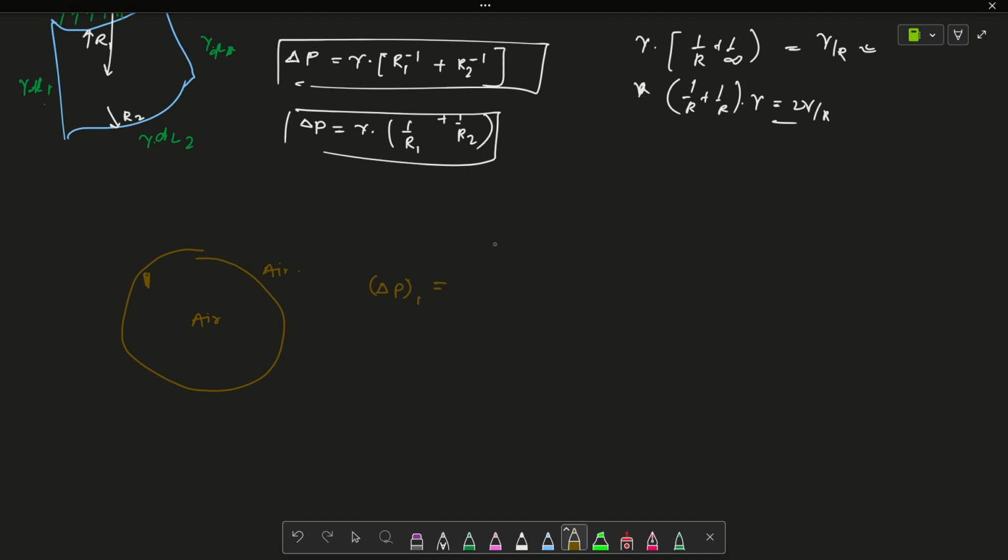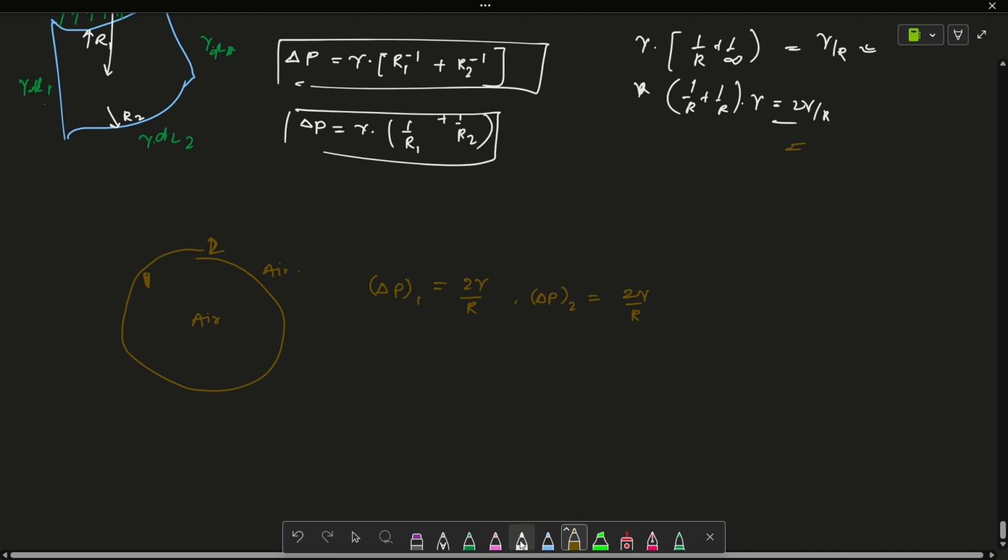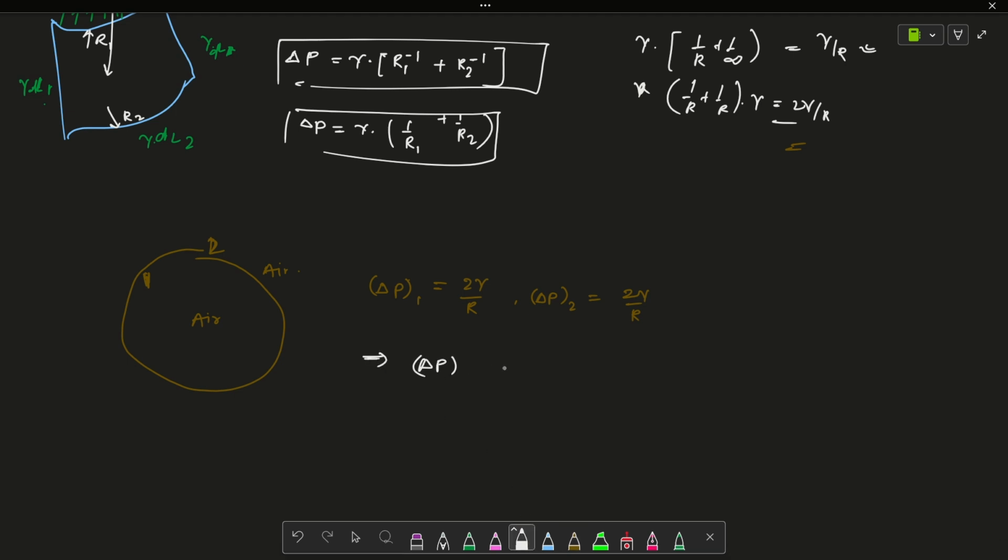Let's suppose the first interface is the inner one. For the inner one, we have seen the formula for spherical, right? 2 gamma by R, and we will write the pressure difference for the outer air as well. It will again be 2 gamma by R. We have seen that, right? So the total pressure that the bubble is going to develop is 2 gamma by R plus 2 gamma by R, so it will become 4 gamma by R.